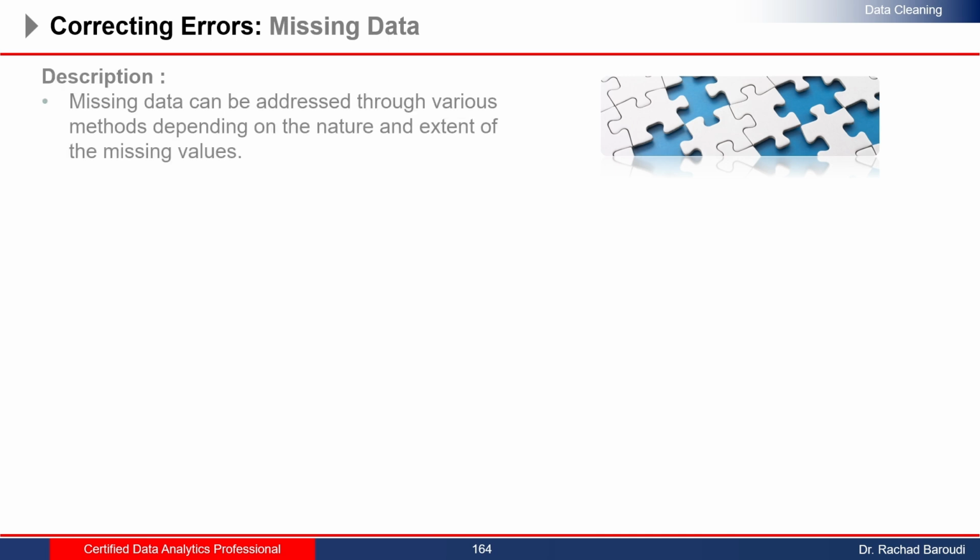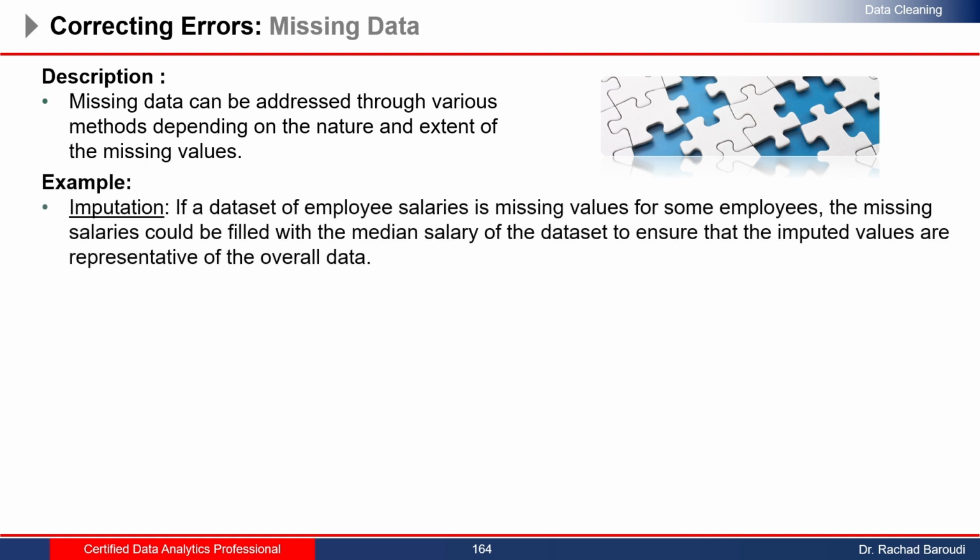Missing data. Missing data can be addressed through various methods depending on the nature and extent of the missing values. First, imputation. So if a data set, for example, of employees' salary is missing values for some employees, the missing salary could be filled with a median salary of the dataset to ensure that the imputed values are representative of the overall data. This is probably the most common one. Just to play it safe, we will just add the missing one with the average of all employees' salaries.